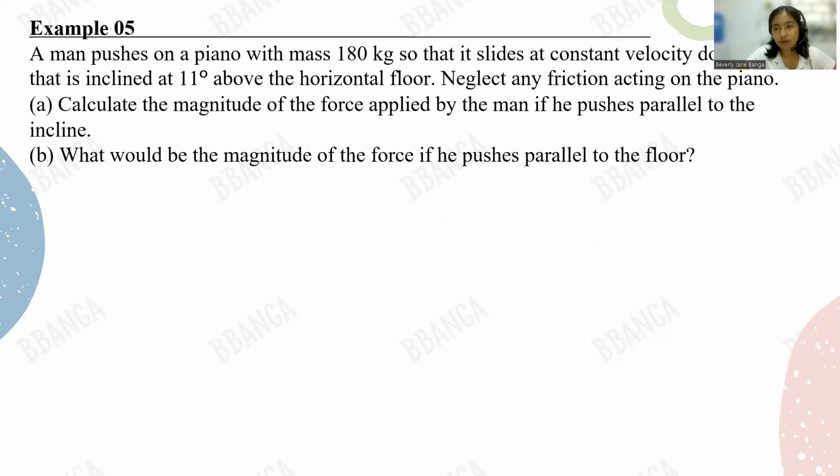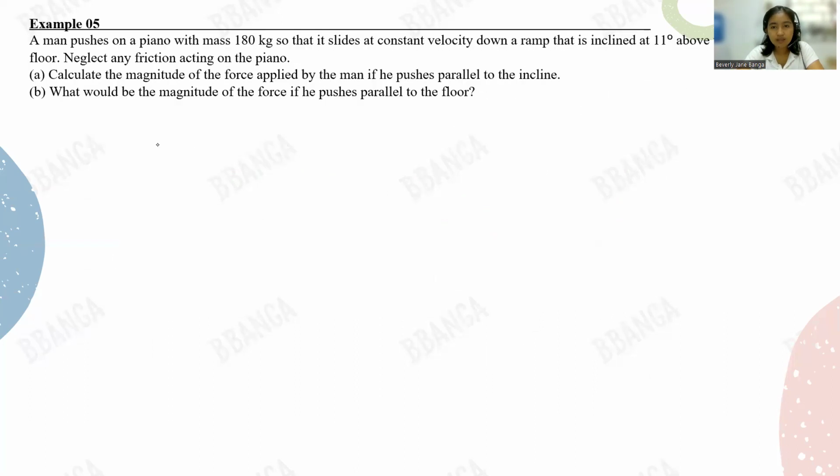For some classes, I've already solved this one, pero for some, hindi pa, no? So, for number 5, sabi dito, a man pushes on a piano with mass 180 kilograms so that it slides at a constant velocity down a ramp that is inclined at 11 degrees above the horizontal. Neglect any friction acting on the piano. Calculate the magnitude of the force applied by the man if he pushes parallel to the incline, and what will be the magnitude if he pushes parallel to the floor.